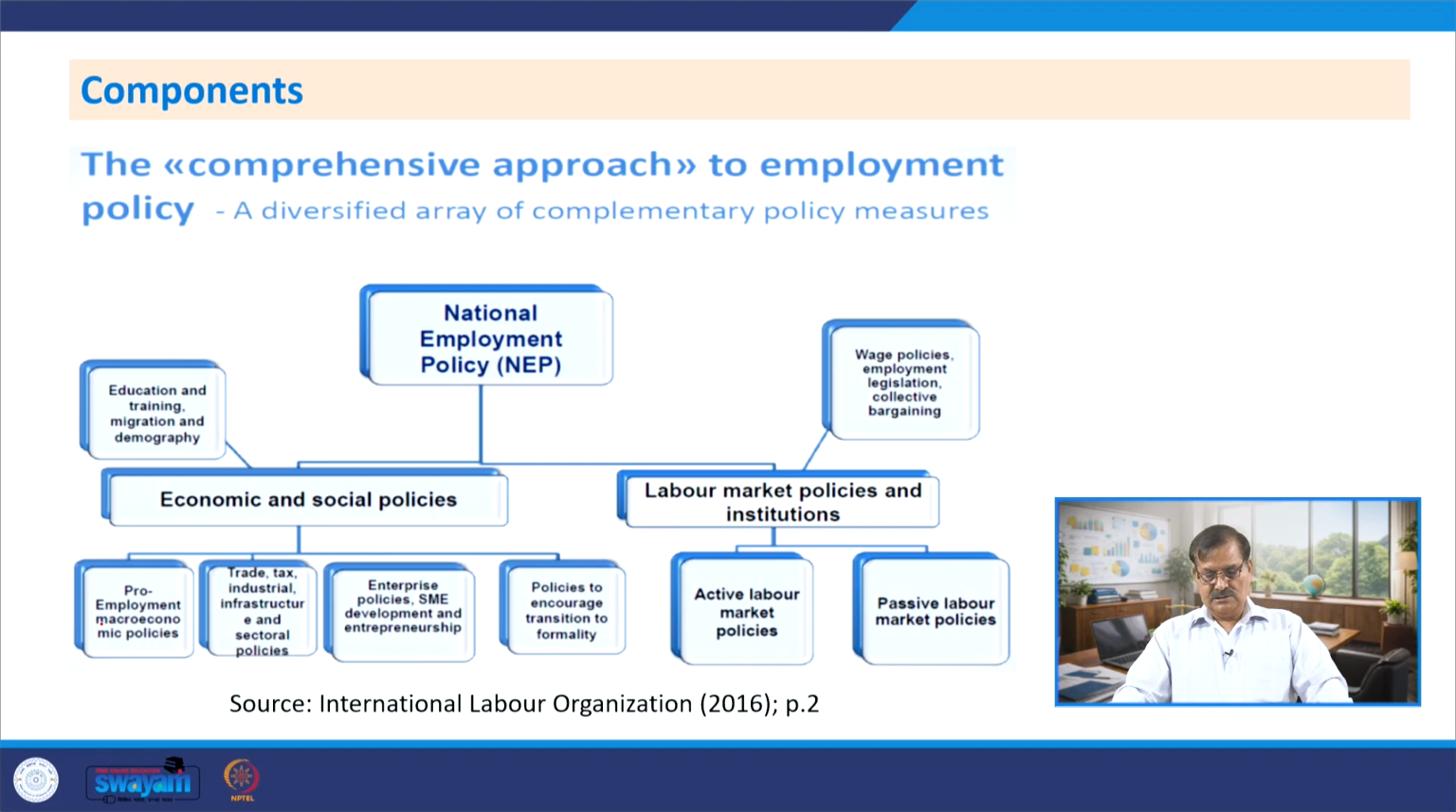On the other hand, we also have labor market policies and institutions, which include active labor market policies and passive labor market policies. Active labor market policy includes those policies which directly affect the workers, like social security of workers, minimum wage, and working conditions, health related issues at the workplace. All these are the active labor market policies. Passive labor market policies mean those policies which do not directly affect the workers, but indirectly they improve the employability and employment opportunity for the workers.